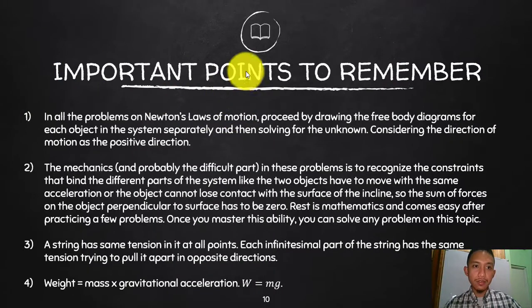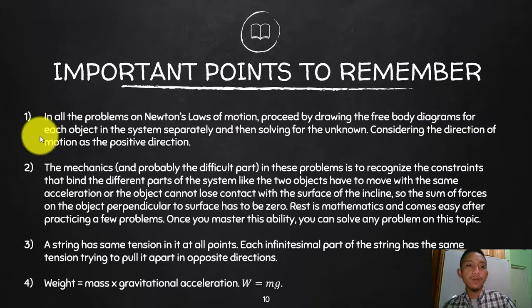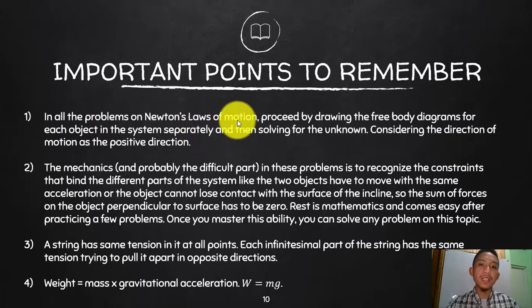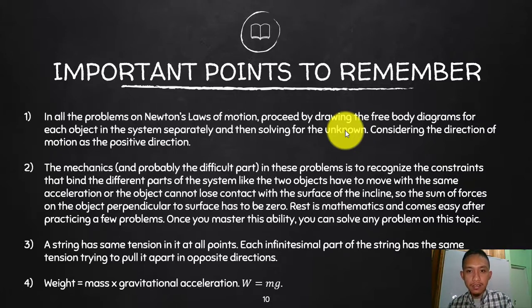Okay, so these are also important points to remember if we are trying to solve problems regarding Newton's second law of motion. First, in all the problems on Newton's laws of motion, proceed by drawing the free body diagram for each object in the system separately, and then solving for the unknowns. As I was saying a while ago, if you have a complicated system, you will try to break this down into parts, and then solve for whatever is being asked.